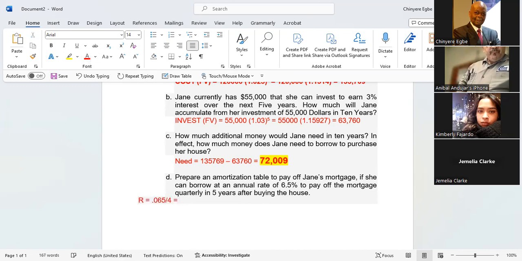Which is equal to 0.065 divided by 4, which will be 0.01625. So that's going to be your quarterly rate of interest. Okay.